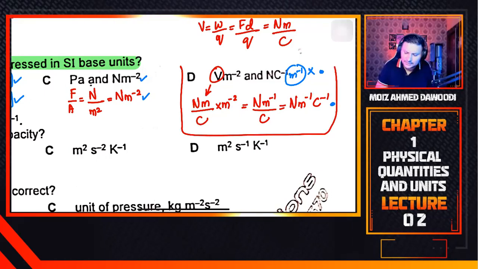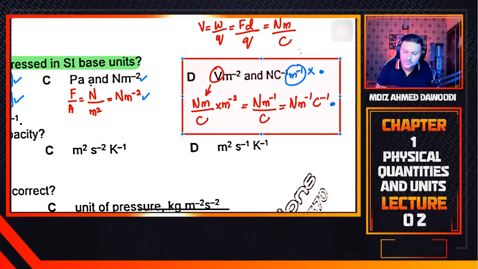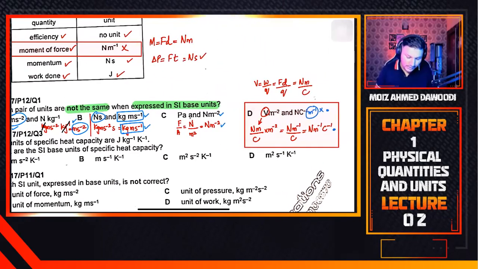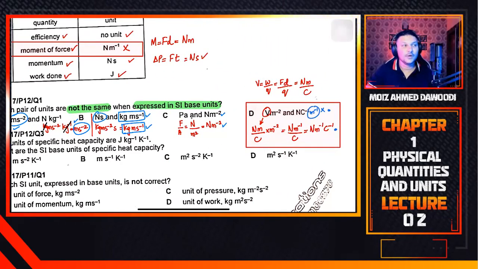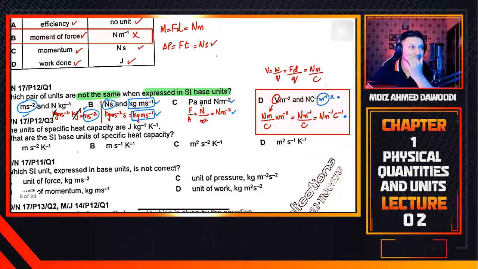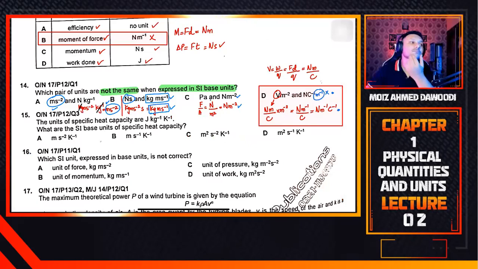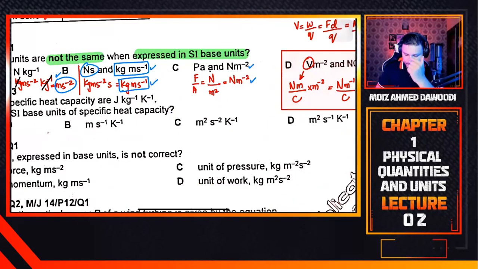Just look at the time this MCQ consumed, because we have to look at each MCQ or each option. Okay. आगे बढ़ते हैं. The SI unit of specific capacity are joule, kg inverse, Kelvin inverse. What are the SI base unit of specific capacity? कुछ नहीं करना है आपने.